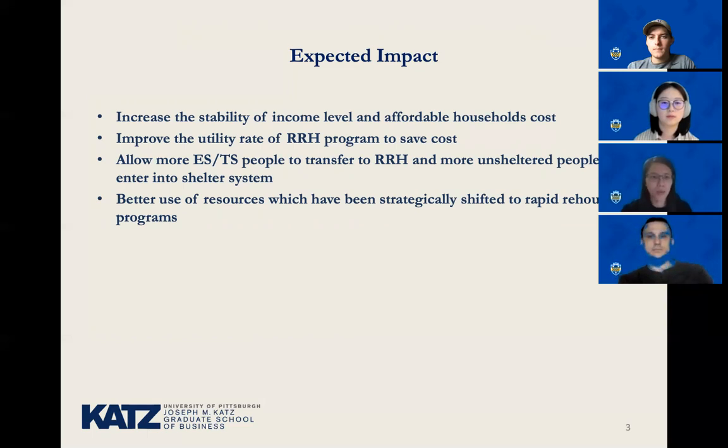The second is to improve the utilization rate of rapid rehousing. Currently, there is still room for improvement, and once improved, we can reduce the cost within the whole budget provided for homelessness solutions. Third, if these programs run efficiently, more people in emergency or transitional shelters can transfer to rapid rehousing, and there will be more capacity for unsheltered people to enter these systems.